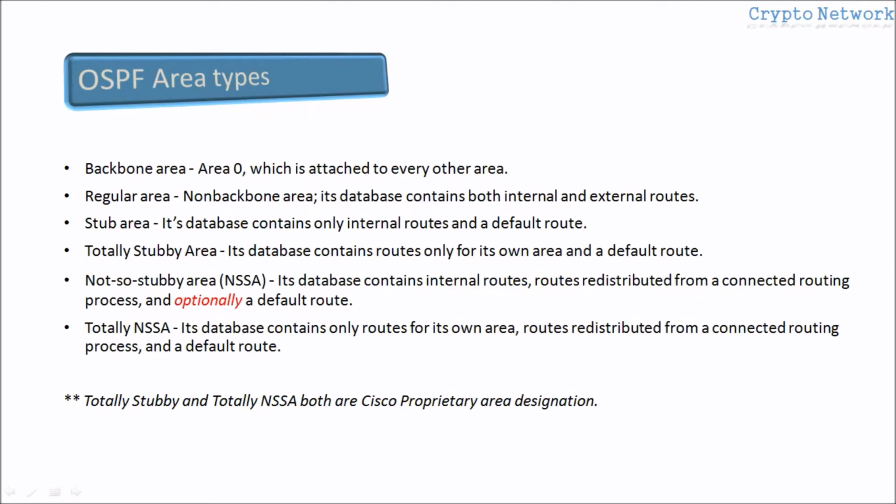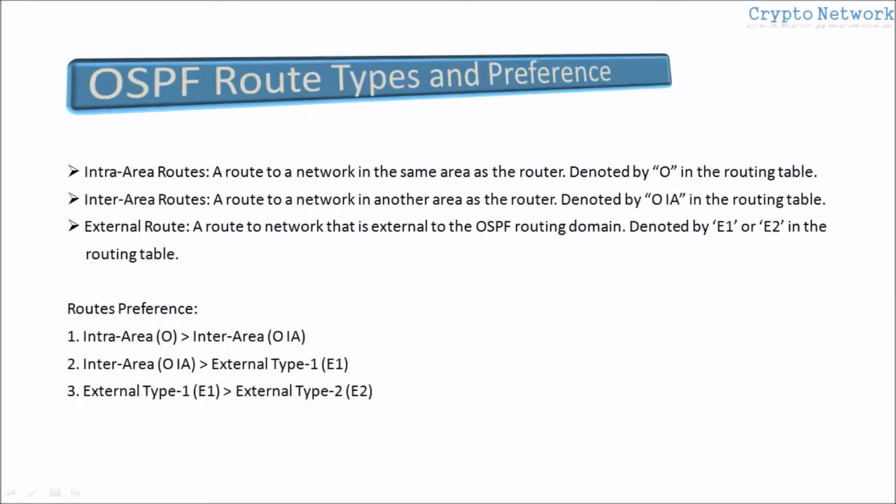Alright, so we have OSPF route types and preferences. The order of the OSPF path selection, regardless of a route's metric or administrative distance, is that OSPF will choose routes in an order: intra-area routes are preferable over inter-area routes. Inter-area routes are preferable over external type 1 routes, and external type 1 routes are preferable over external type 2 routes. All right.